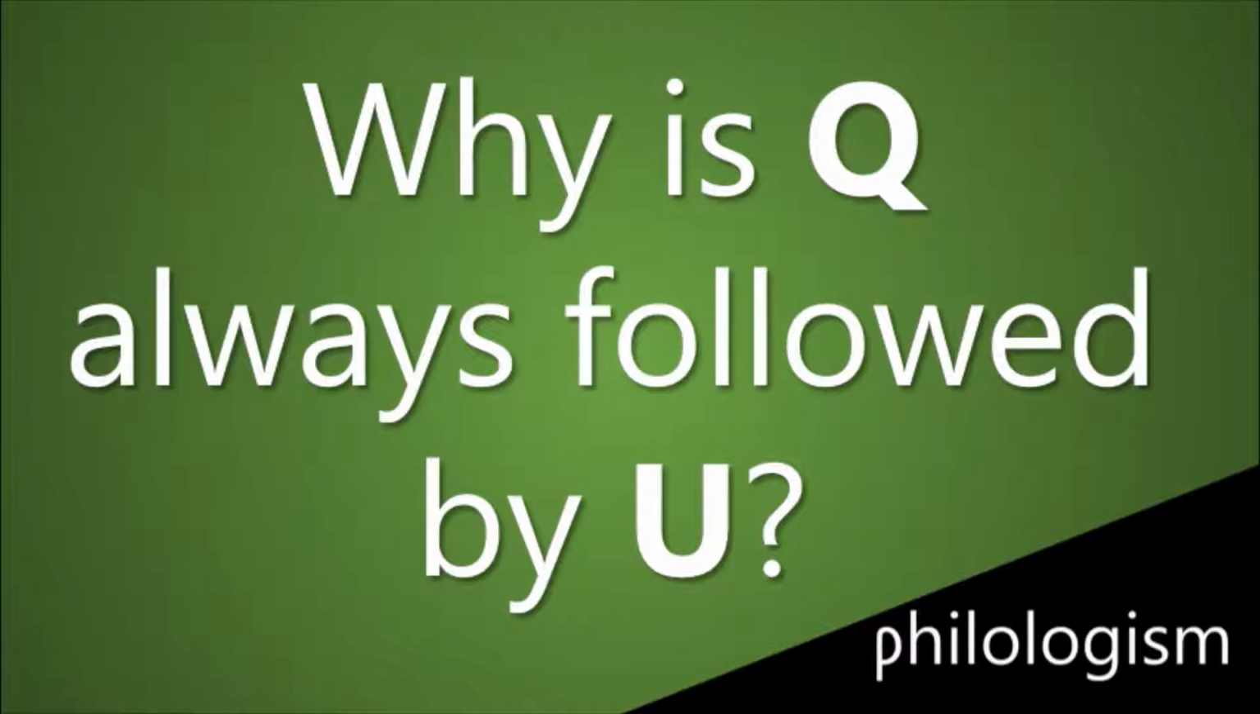I'll explain in this video, and at the end of the video I'll look at some of the exceptions to the rule, the few words in English which have a Q not followed by a U, and explain how they came about.